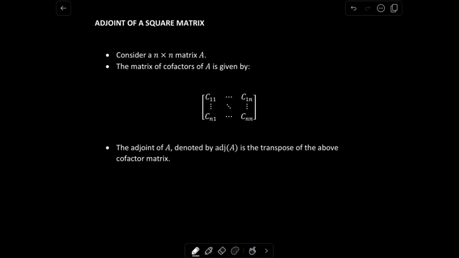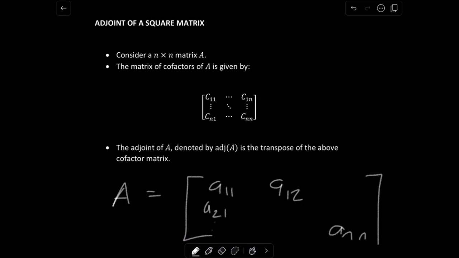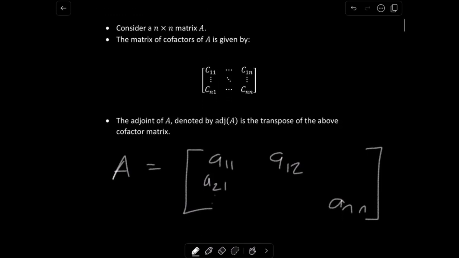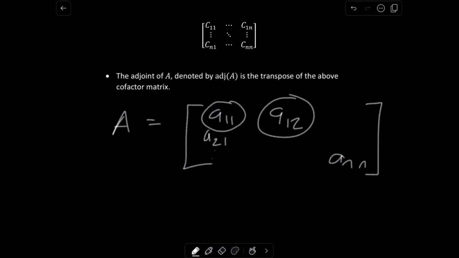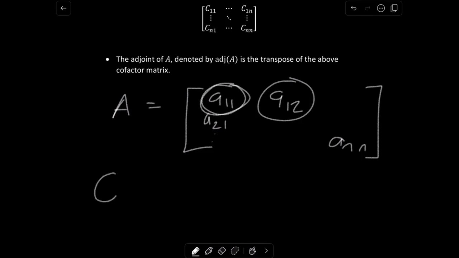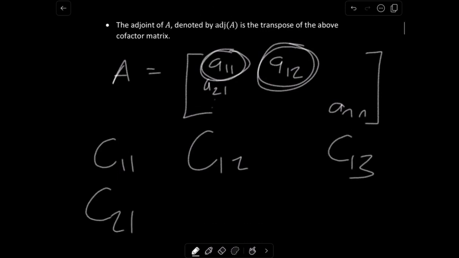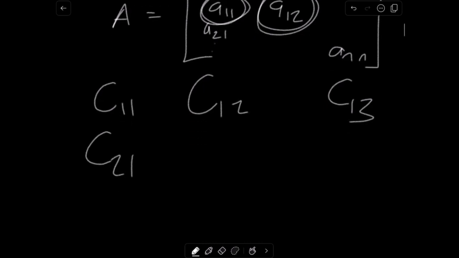Consider an n by n square matrix A. That A matrix is going to have its entries a11, a12, then a21, and so on, up to the last entry ann. Once you have the square matrix, you calculate all of the cofactors, and you already know how to calculate cofactors. You'll calculate the cofactor for the first row, first column, that will be cofactor 1,1. Then for the first row, second column, cofactor 1,2, and so on: cofactor 1,3, cofactor 2,1, etc. You calculate all the cofactors. The last one will be cofactor nn for an n by n matrix.